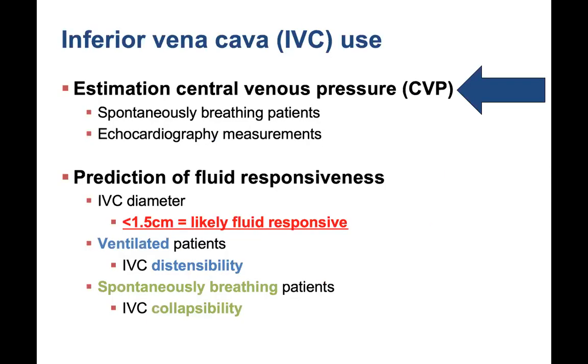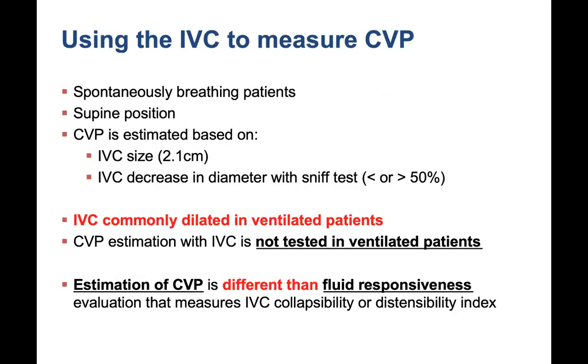So now that we've talked about IVC use, we're going to talk more specifically about estimation of CVP and prediction of fluid responsiveness, as we talked about. The first one is estimation of CVP, or central venous pressure, and again, this is the echocardiographic measurement in spontaneously breathing patients. Not that we can't do it if they're intubated, but the literature doesn't support it. They're supine.